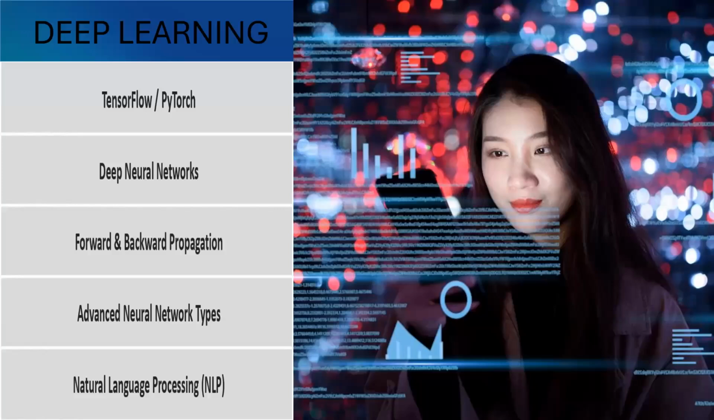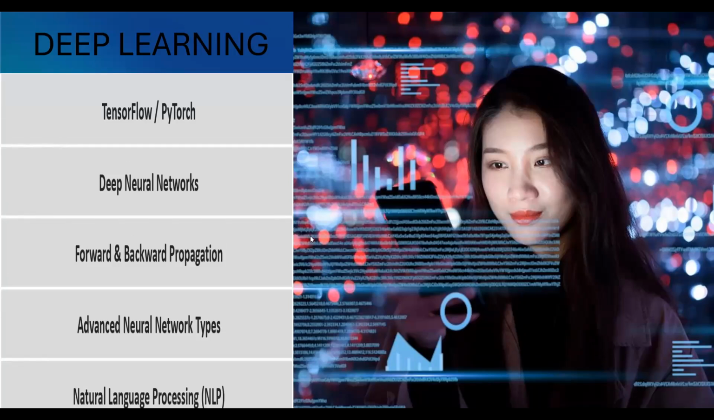When we are going with the intermediate part, we are learning TensorFlow, maybe PyTorch. Next, deep neural networks, forward and backward propagation, and we are going with the advanced neural network types, NLP. All these topics we'll discuss. But we are going with PyTorch because it is very much easy. We have to be very much efficient in this.